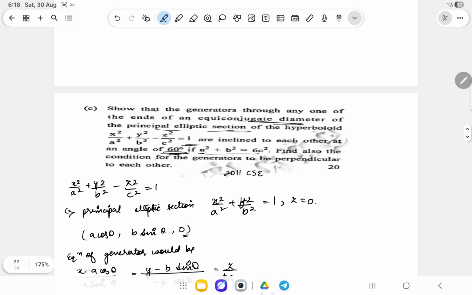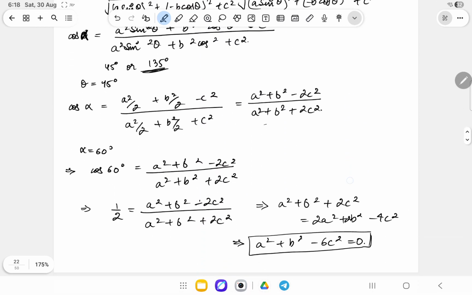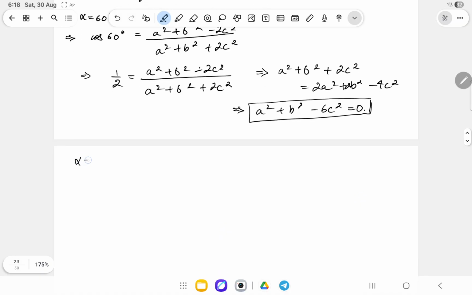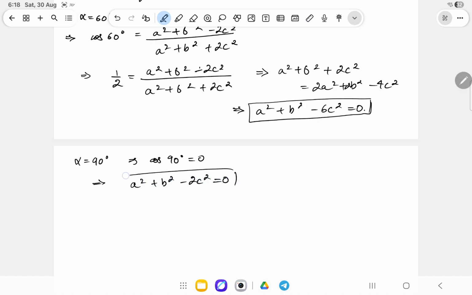And the question also says to find the condition for the generators to be perpendicular to each other. So if they are perpendicular to each other, then my alpha would be basically 90 degree, and I know that cos 90 is 0. So the condition for that will be basically a square plus b square minus 2c square is equal to 0. So this is the condition when my generators through the ends of equiconjugate diameters are perpendicular to each other.